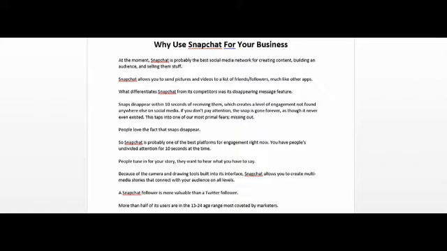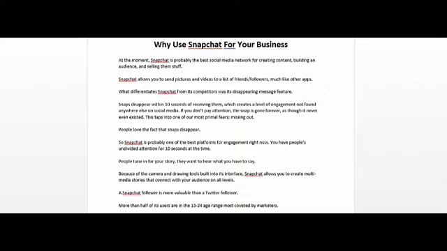You have people's undivided attention for 10 seconds at a time. And this is what makes Snapchat different from other apps or social media platforms: its disappearing message feature. When you create a story or a snap, those snaps disappear within 10 seconds of people receiving them. And if your followers don't pay attention, that snap is gone forever, as though it never existed. And so this taps into one of our most primal fears, which is missing out. And people love the fact that snaps disappear.